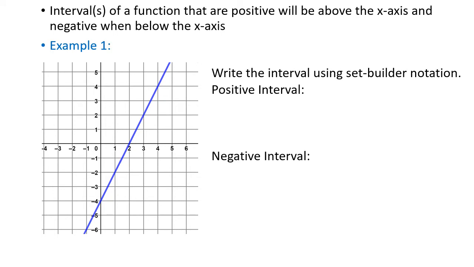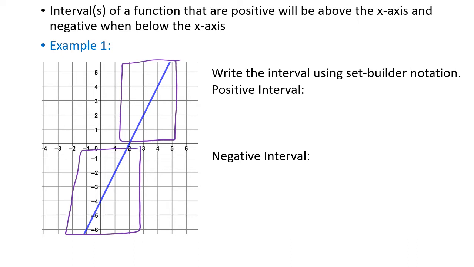Alright guys, this is a video about intervals, domain, range, and end behavior. So on top of the screen it says intervals of a function are positive when above the x-axis, and negative when below the x-axis. So this section of the graph right up here will be the positive section of the graph. So that's where the positive interval is. It's that portion of the graph. Below the x-axis will be the negative part.